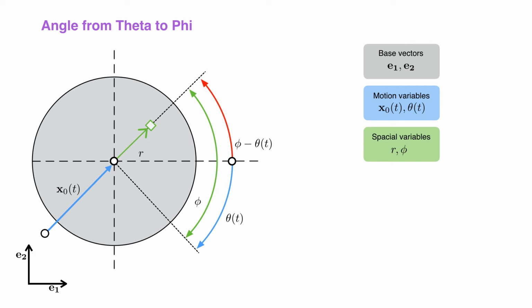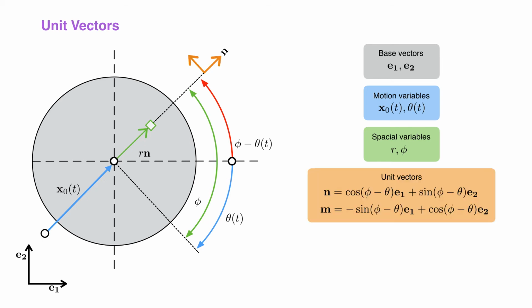Here we define the angle between theta and the typical particle. That's going to help us define our unit vectors next. And then we can define our n vector out from the center of the circle, and then the m vector perpendicular to the n vector. So now we can see that our typical particle is r in the n direction from the center of the circle.